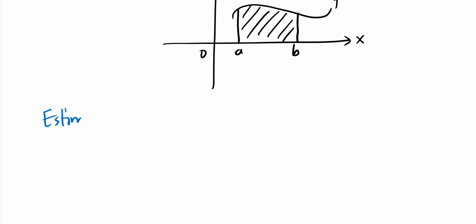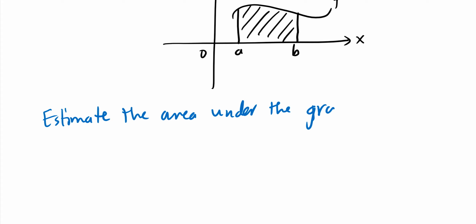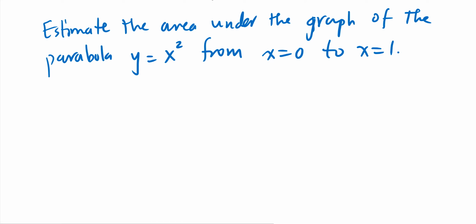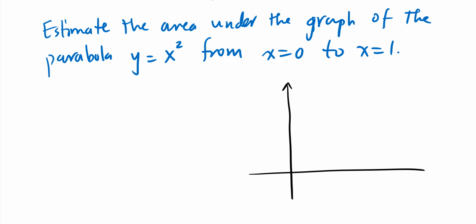Estimate the area under the graph of the parabola y equals x squared from x equals 0 to x equals 1. So let's see how we start with such a thing. First, I'm going to sketch the graph on the side. The parabola, let's say, goes up this way.